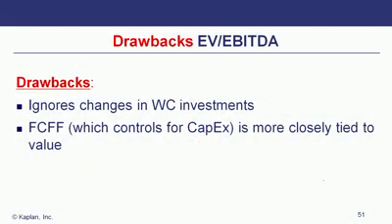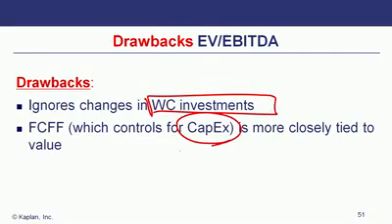Now, some of the major drawbacks, we've seen this in free cash flow to equity, free cash flow to the firm, just hammering it some more. Basically, it ignores changes in working capital investments. And free cash flow to the firm, which controls for net capital expenditures, is more closely tied to value. Remember when we went over free cash flow to the firm, it is mostly appropriate for unstable or very leveraged firms with a lot more debt. So this controls for the two things that are actually missing, which are essentially changes in working capital investments and changes in net capital expenditures.